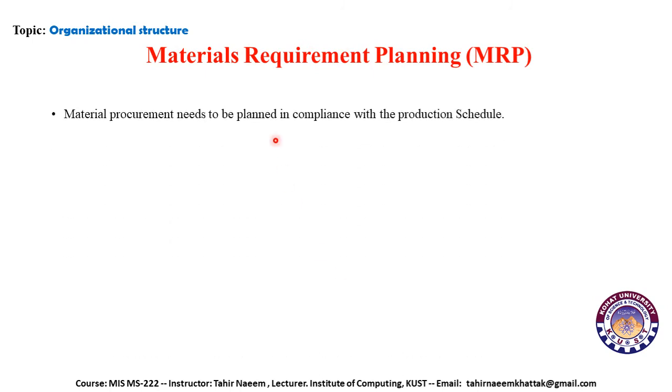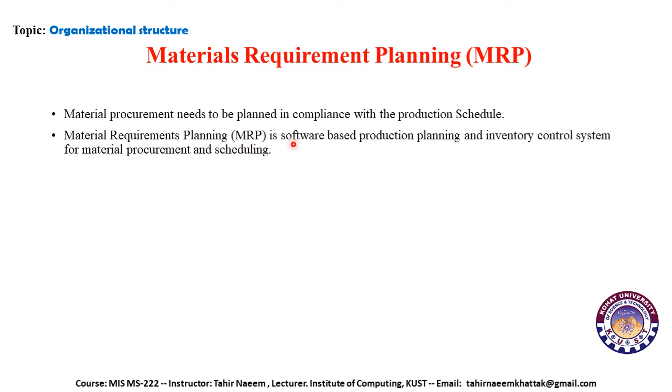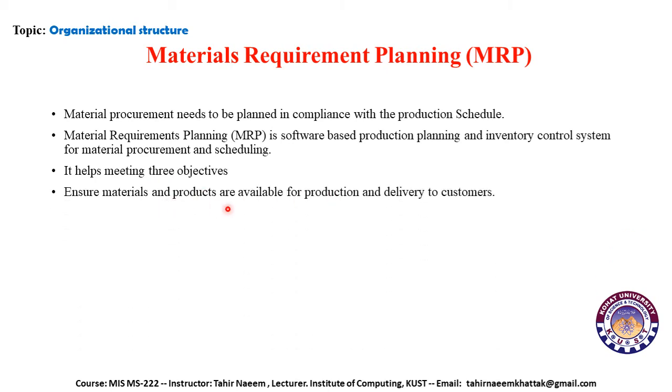Material Requirement Planning or MRP. Procurement needs to be planned in compliance with the production schedule. Material Requirement Planning, MRP, is a software-based production planning and inventory control system for material procurement and scheduling. It helps us to achieve three objectives: ensure materials and products are available for production and delivery to customers. It also guarantees that the product's raw materials are present and products are made in a timely manner and delivered to the customer. Maintain the lowest possible level of inventory.